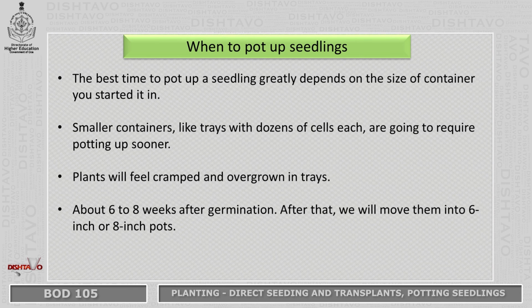Now, when to pot up seedlings? The best time to pot up seedlings greatly depends on the size of the container you start them in. Smaller containers like trays with dozens of cells are going to require potting up sooner. Plants will feel cramped or overgrown in trays. About 6 to 8 weeks after germination, we will move them into 6-inch or 8-inch pots.